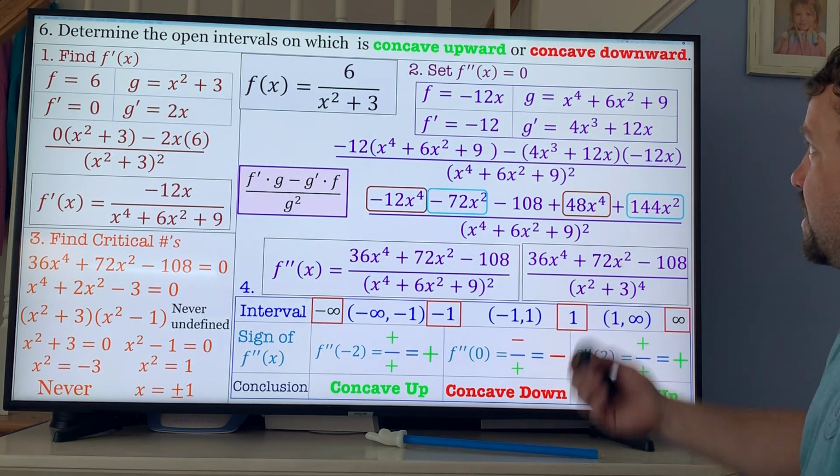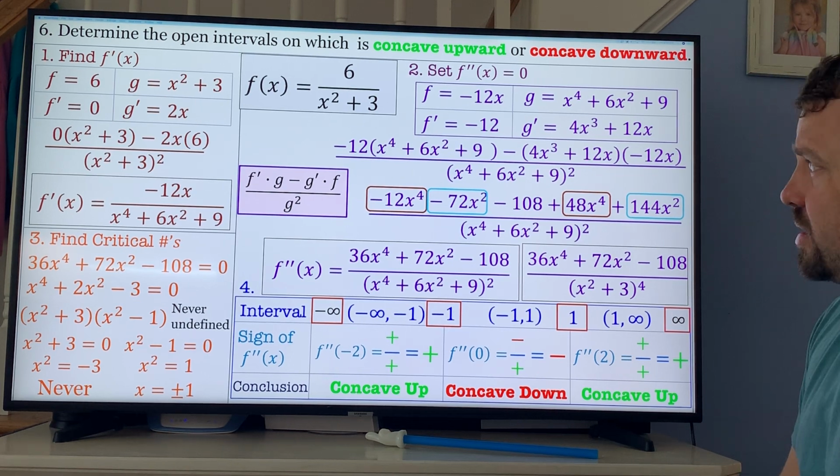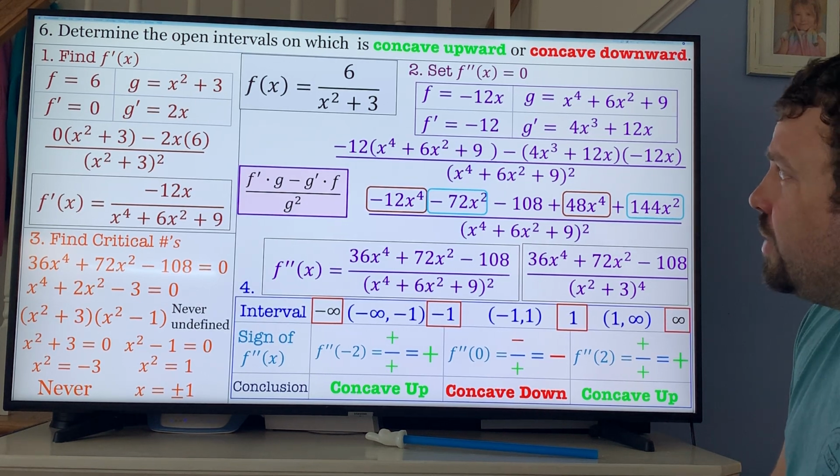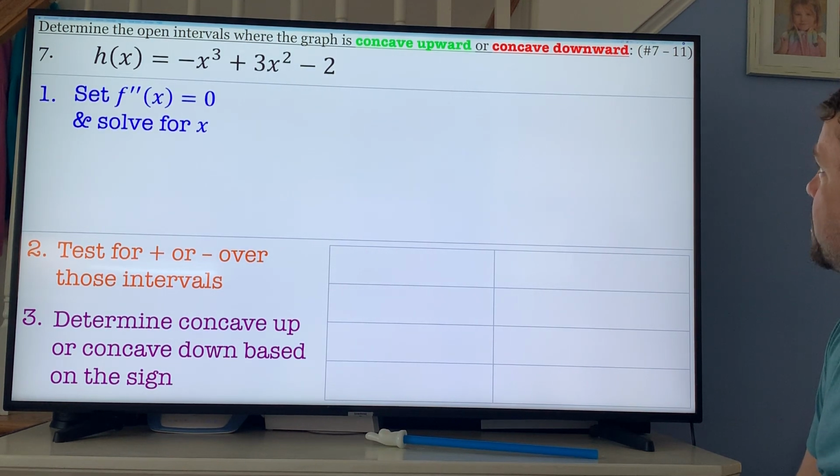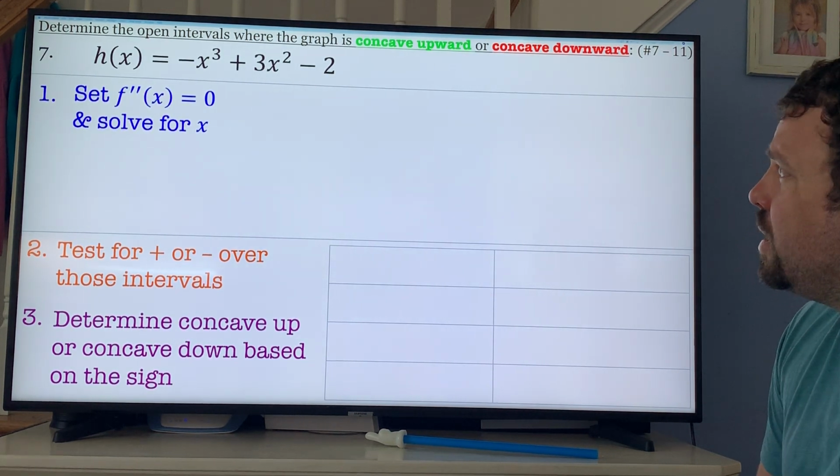A little tricky. A lot to think of. Now you can take a break, come back in a day or two. But I'm just going to keep on going through with these lessons. All right? Problem number 7. What we're going to do now is go through 7 through 11.